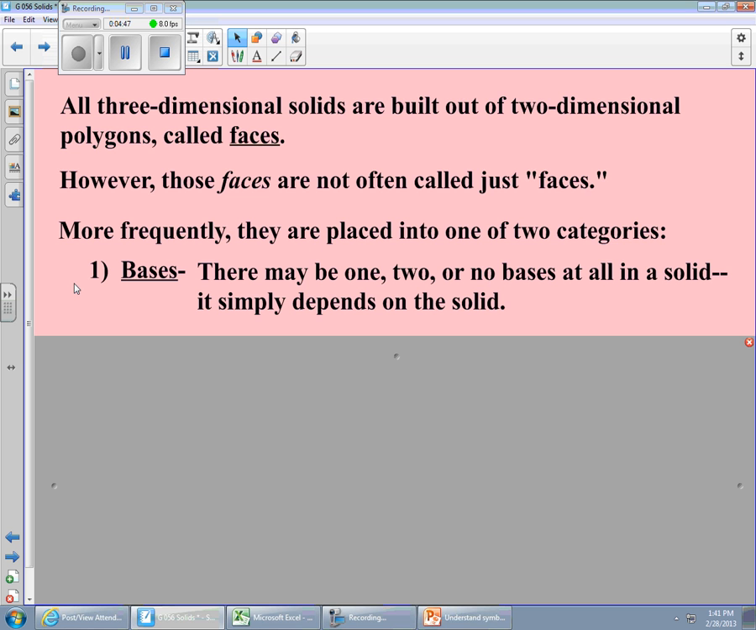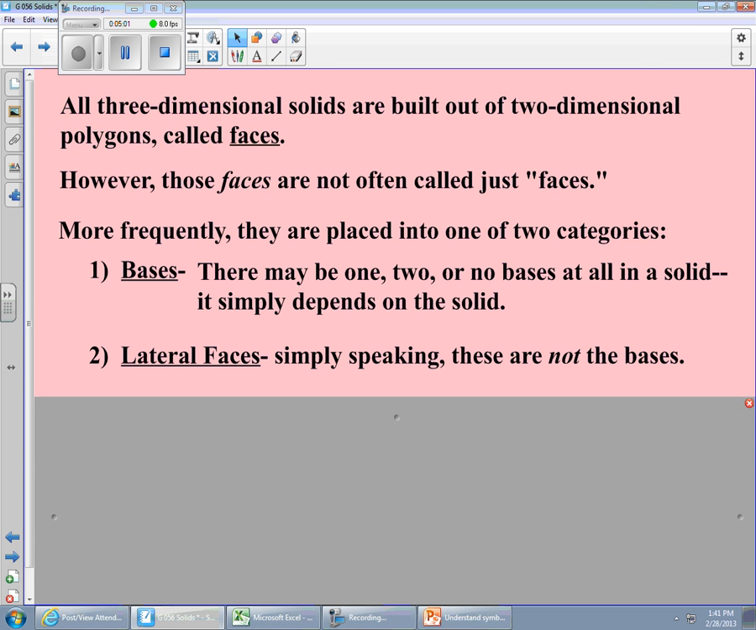The determination of whether you're going to have one base or two bases or no bases at all will depend on what kind of a shape it is, and I'll tell you what to look for here in a few moments. Okay, so there may be one, two, or no bases at all in a solid. It simply depends on the solid.